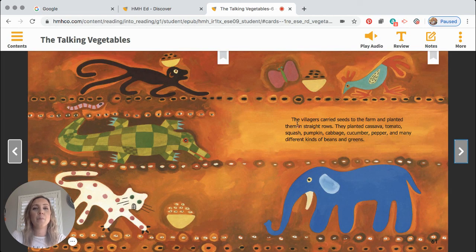Fingers ready? Ready? Listen. The villagers carried seeds to the farm and planted them in straight rows. They planted cassava, tomato, squash, pumpkin, cabbage, cucumber, pepper, and many different kinds of beans and greens.